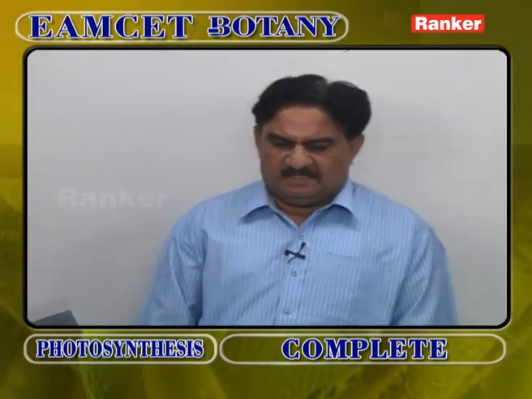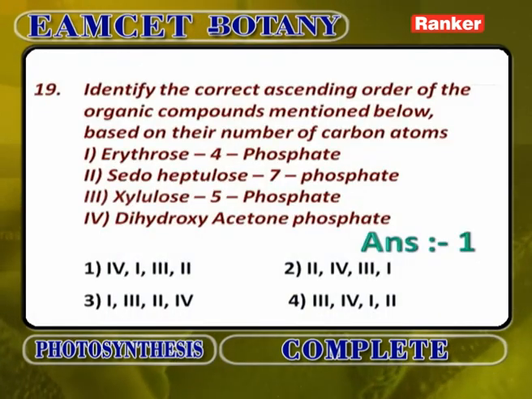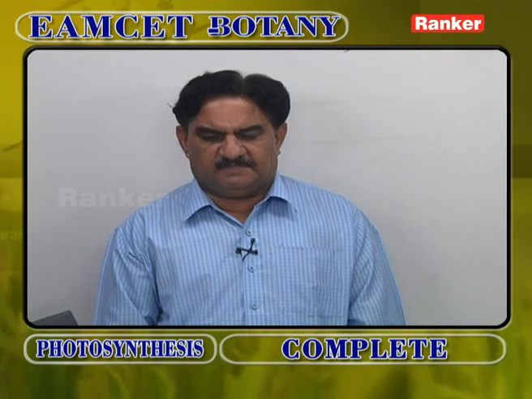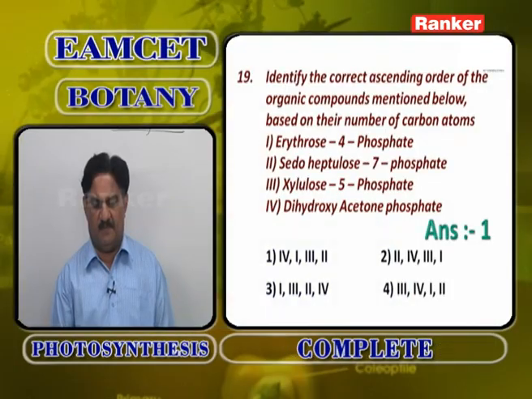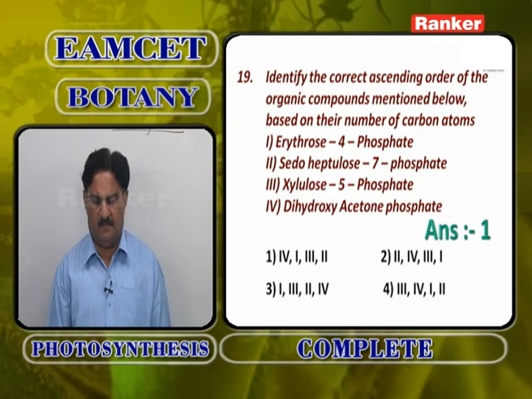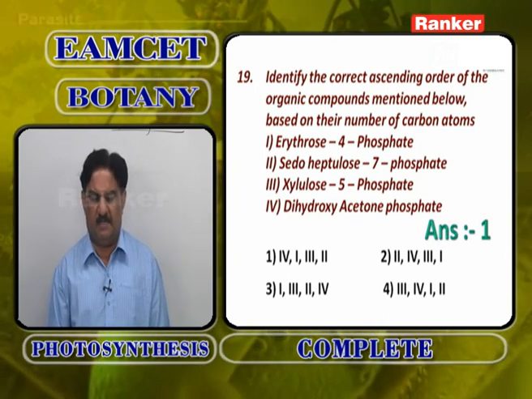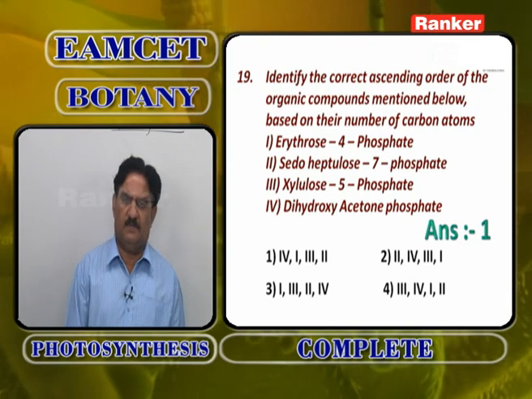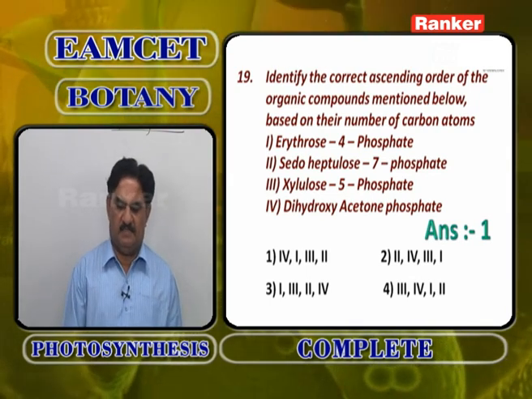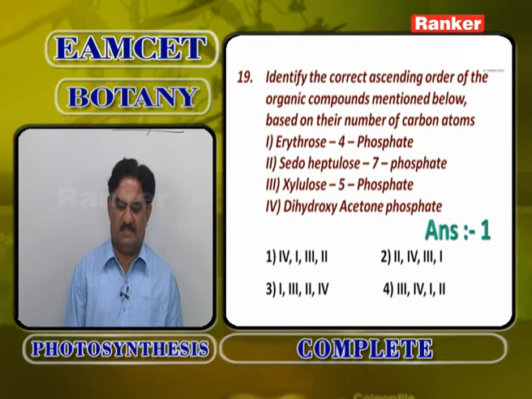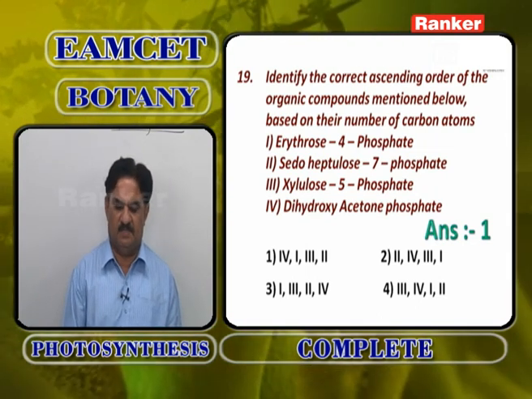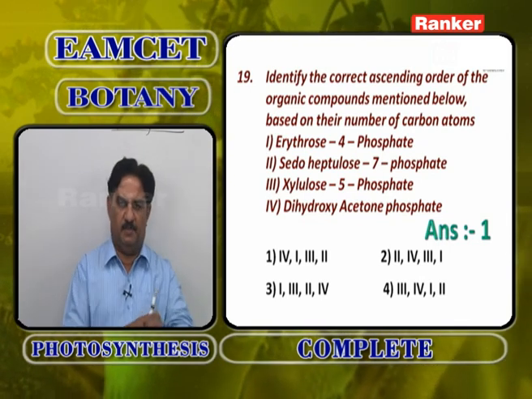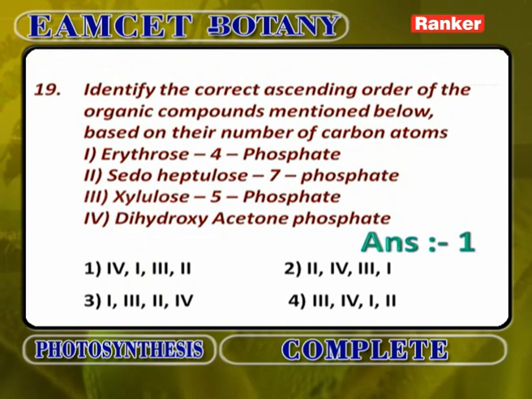Now, identify the correct ascending order of the organic compounds mentioned below based on their carbon atoms. Erythrose 4-phosphate, 4 carbon; pseudoheptulose 7-phosphate, 7 carbon; xylulose 5-phosphate, 5 carbon; dihydroxyacetone phosphate, 3 carbon. We have to identify them in correct ascending order. The least is 3 carbon dihydroxyacetone phosphate. Next is 4 carbon erythrose 4-phosphate. Next is 5 carbon xylulose 5-phosphate. Last is 7 carbon pseudoheptulose 7-phosphate. These are all formed during regeneration of RuBP in the C3 cycle.